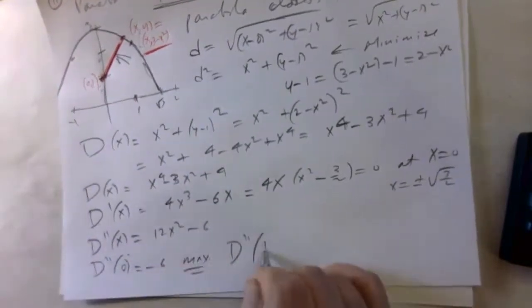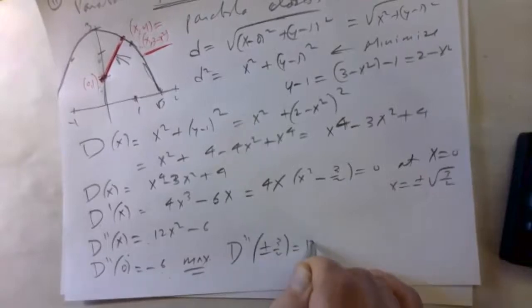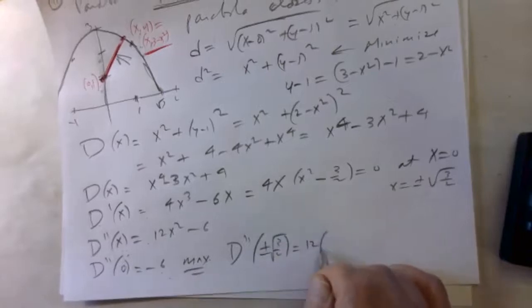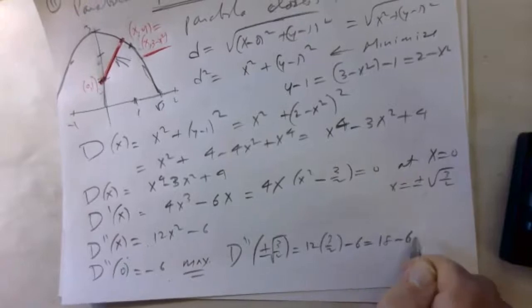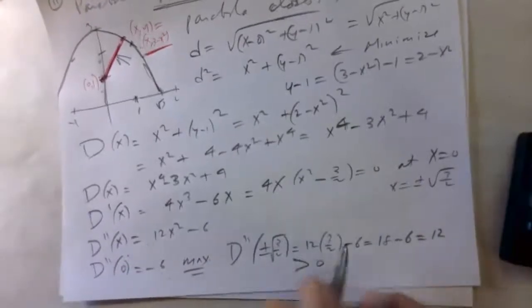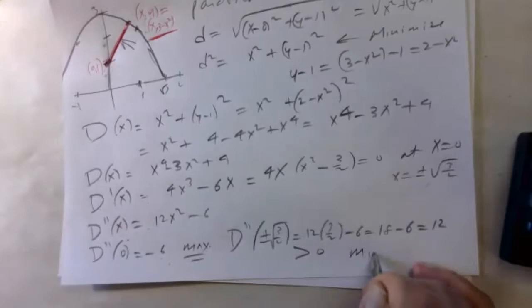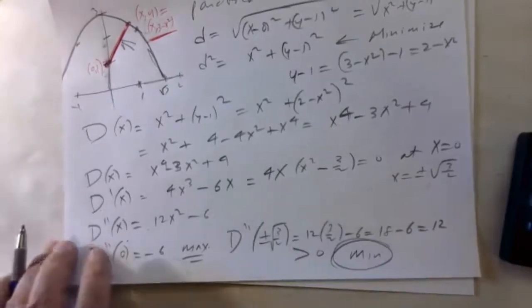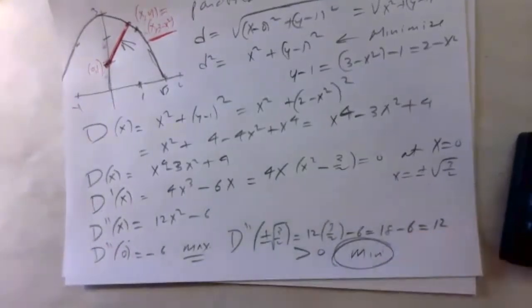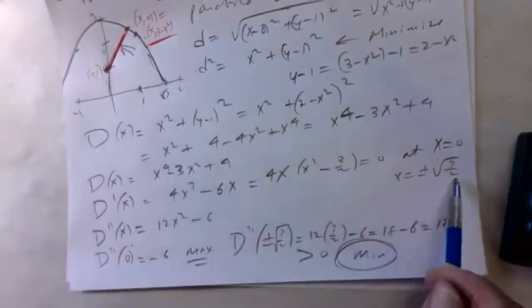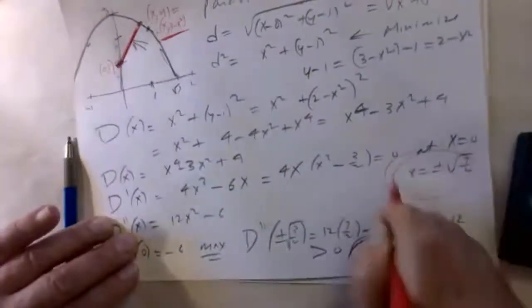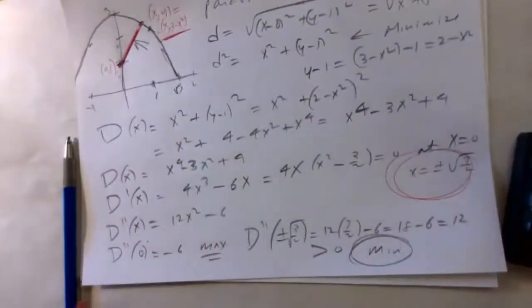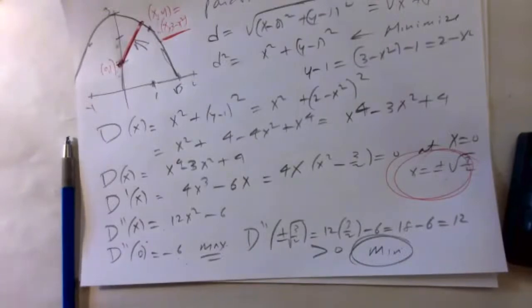The second derivative at plus or minus square root of 3/2 is 12 times 3/2 minus 6. That's 18 minus 6, or 12, which is positive. So here we have a relative minimum. So the points closest to this on the curve are the points where x is equal to plus or minus the square root of 3/2.